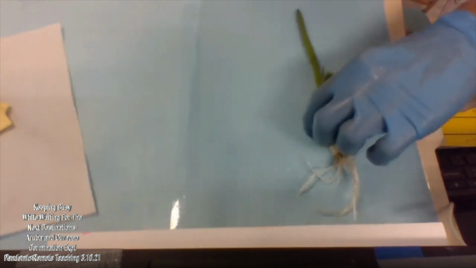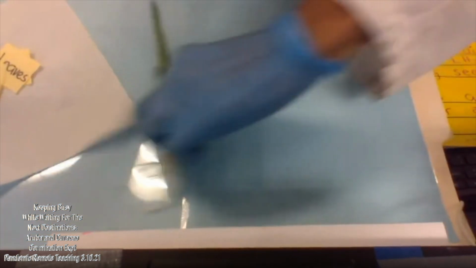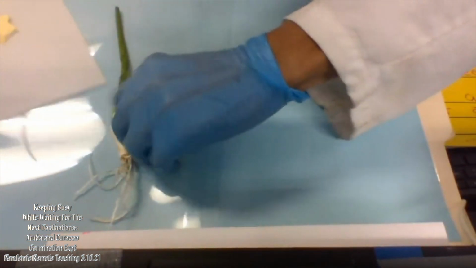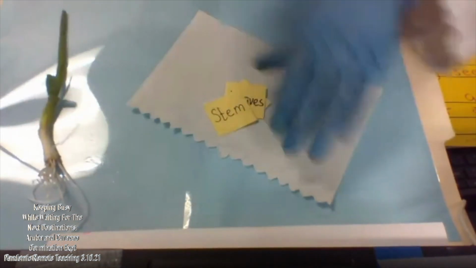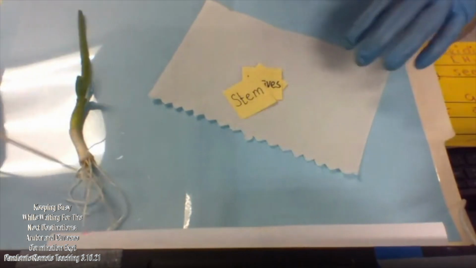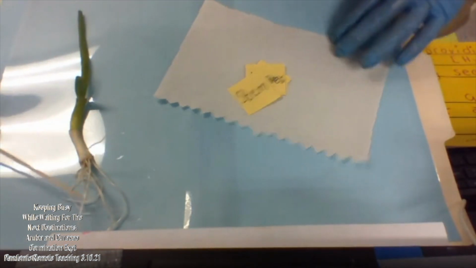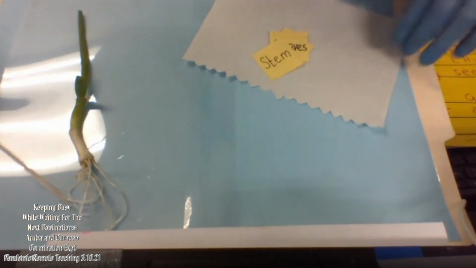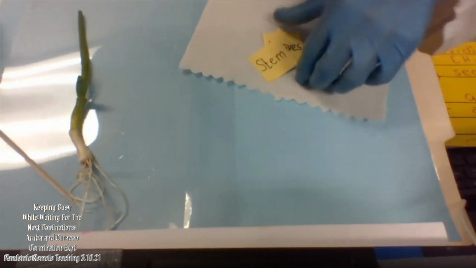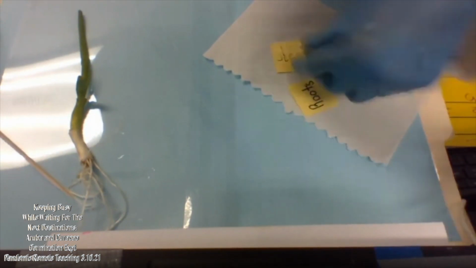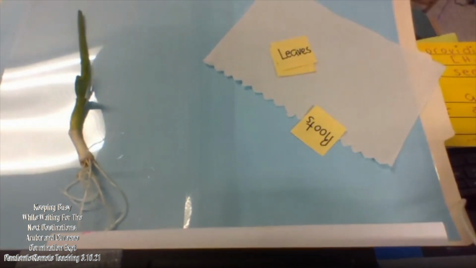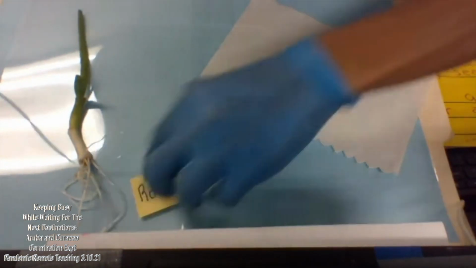Okay, let me start this way. Let's label this plant. Could you tell me what this is? What part of the plant is this? The roots, excellent. These are the roots. Hold on, let me pull my sleeves up. Okay, lovely, that's the roots.